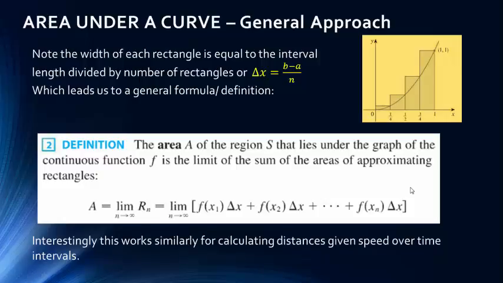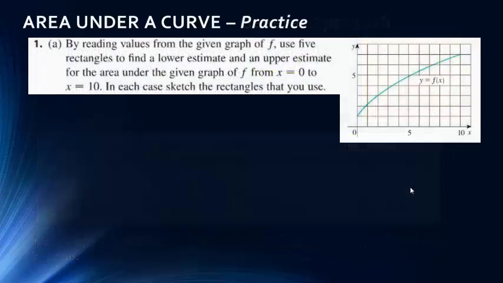Interestingly, this works similarly for calculating distance given speed over time. Since distance equals speed times time, the area under that curve actually gives us the distance. I'm not sure if I showed you a good diagram of that, a simple one, so you can see it relatively easily.